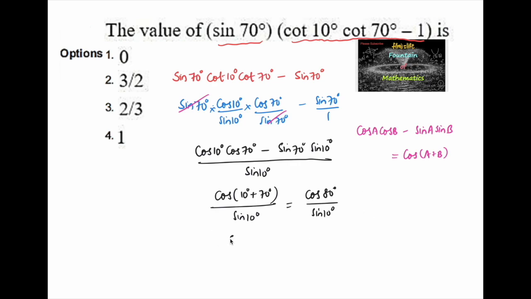So we can write cos 80 as cos 90 minus 10 divided by sin 10 degrees. Cos 90 minus theta is sin theta, that is sin 10 degrees divided by sin 10 degrees. So we get the answer as 1. So option 4 is the answer.